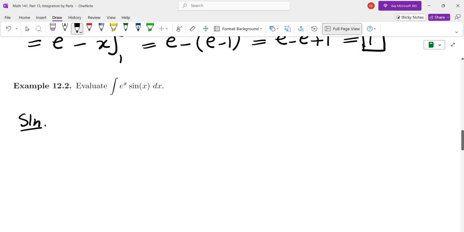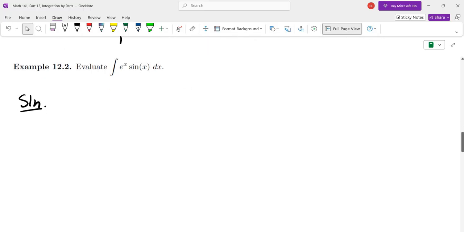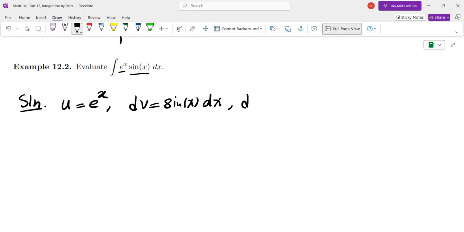Okay, so we have the integral of e to the power of x times sine of x. We can take really either one of these two as u or dv. The reason is the derivative of e to the power of x is e to the power of x, and the derivative of sine of x is cosine of x, so they aren't really changing all that much. So we can take u to be e to the x, dv to be sine of x dx. We differentiate u and get du is e to the x dx. Integrate sine, we get negative cosine.